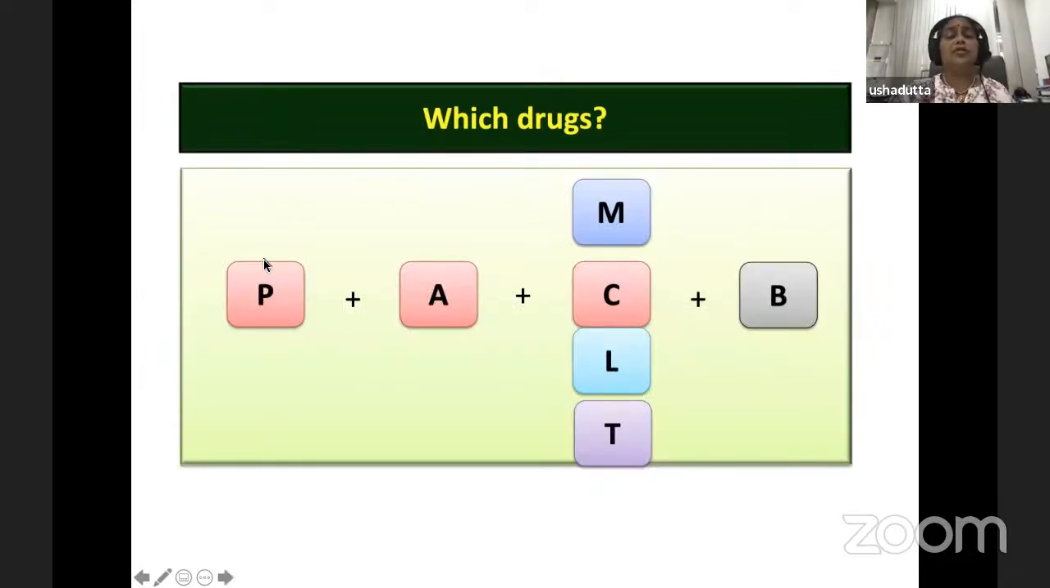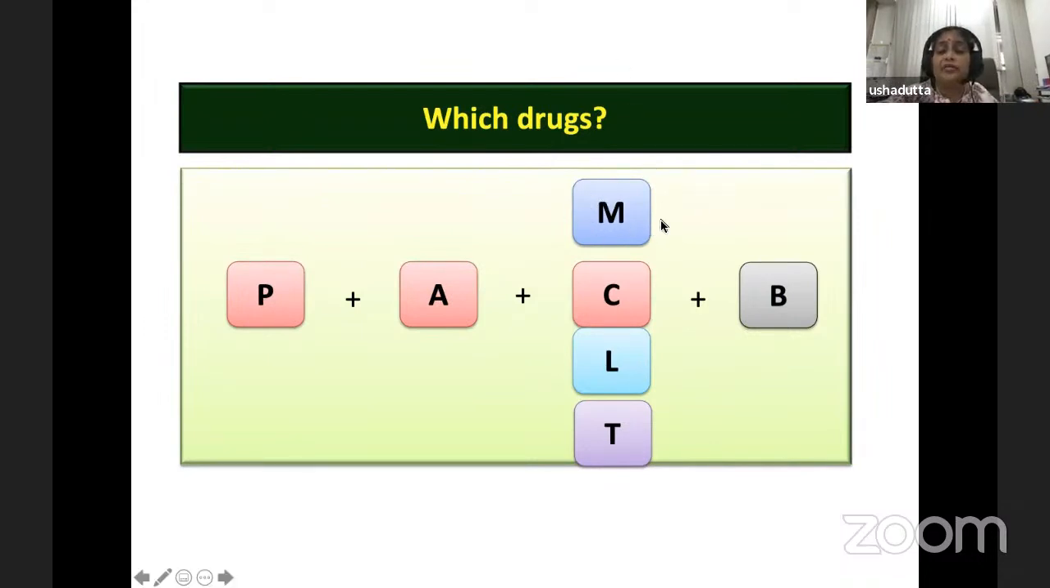So the cornerstone is PPI. The best quality PPI should be given to all patients who are undergoing eradication therapy. Amoxicillin is the second important drug. So PPI and amoxicillin are the cornerstone. What are the drugs we have to play with?